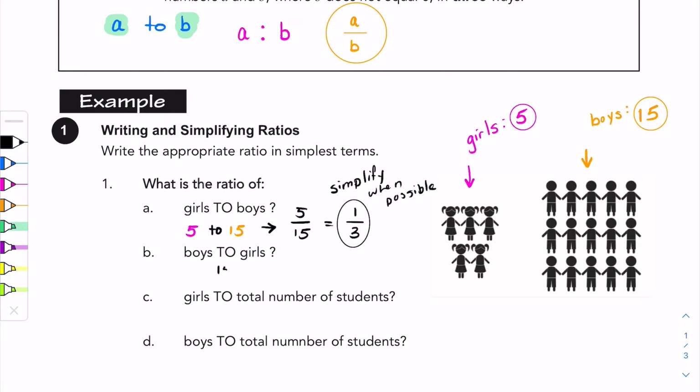Boys to girls would be 15 over 5. The number of boys comes first. 15 over 5 simplifies to 3 over 1. That's telling us for every 3 boys, there's 1 girl.